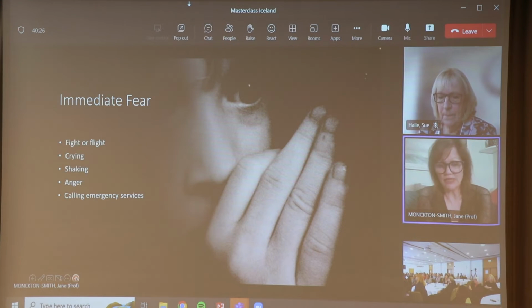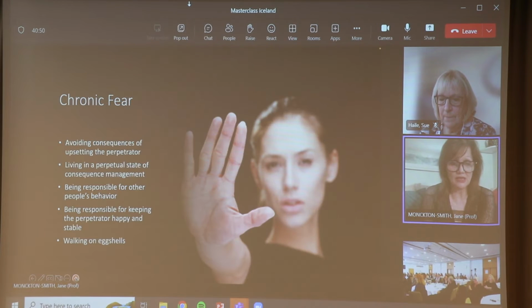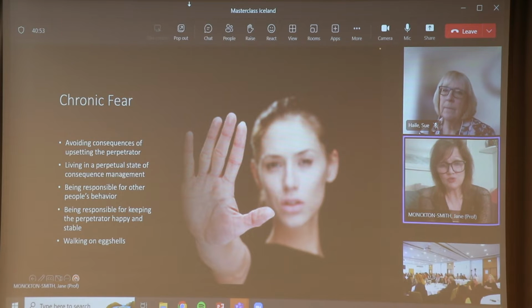But the body cannot maintain immediate fear for long periods of time. And I think another problem is we expect to see immediate fear all the time. We want to see a victim who's visibly what we consider to be afraid. That makes us recognize that there is a threat. The problem with that is a lot of the time victims will not be in a state of immediate fear. They will be in a state of chronic fear. So chronic fear is something that builds up over time.